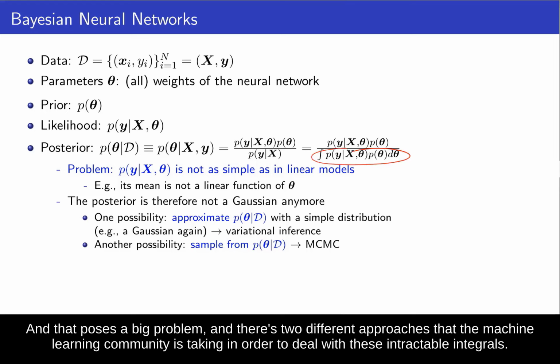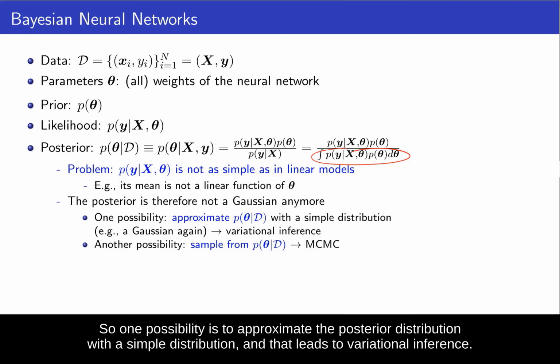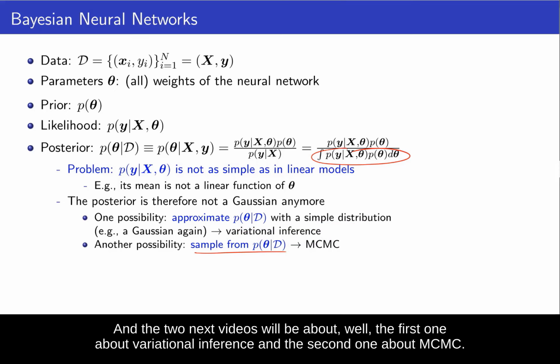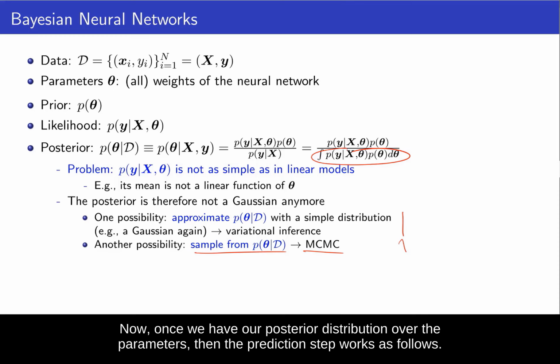And that poses a big problem, and there are two different approaches that the machine learning community is taking in order to deal with these intractable integrals. One possibility is to approximate the posterior distribution with a simple distribution, and that leads to variational inference. The other possibility is to sample from this distribution, and that leads to MCMC, Markov Chain Monte Carlo. The next two videos will be about variational inference and MCMC, respectively.